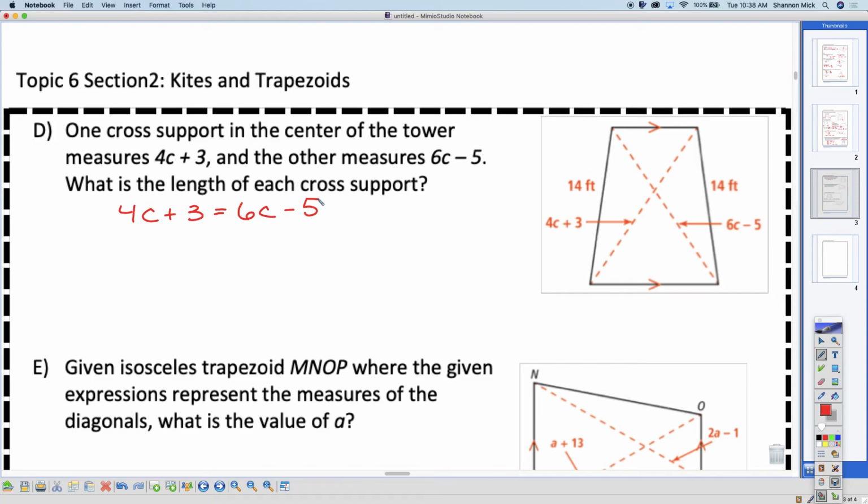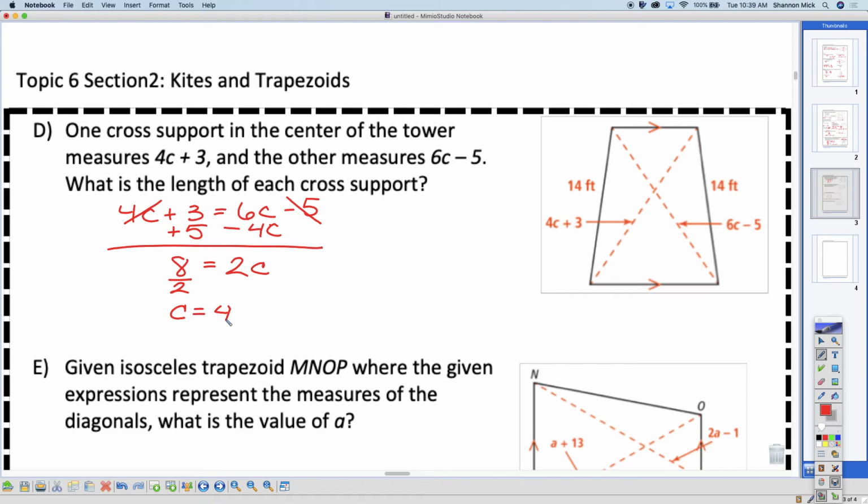How do I solve that one? You combine the two like terms. I can't combine them because they're not on the same side. So I have to move them, right? You want to subtract 4c, so that means I have to add 5. So this is gone and this is gone. So I get 8 equals 2c. And then divide, so c is 4. But they ask me for the length.